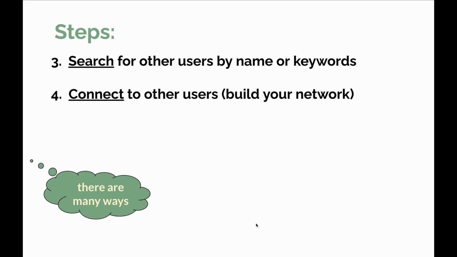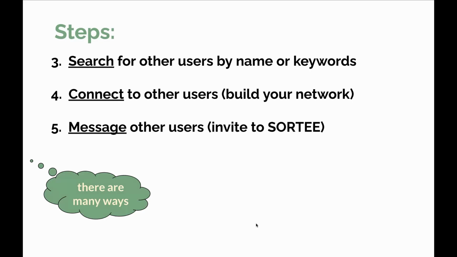So once you find people that seem to be relevant, you can connect to them. There's usually this connect button. And you can also send personal messages via this network. For example, to invite people to SORTEE events.